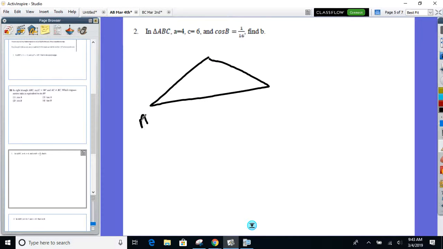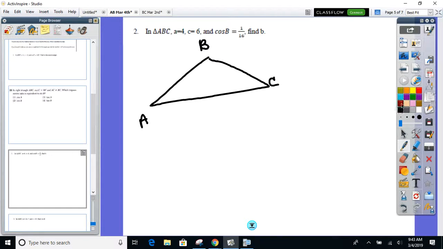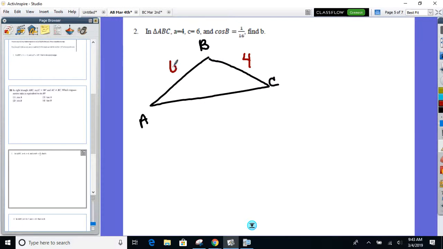This one I get a little fired up about, so just be prepared. A is 4, C is 6, cosine... Ooh, hey, I didn't give you the angle. I gave you the cosine of the angle. I'm not going to plug that in for B because the angle's not 1/16. That's the cosine. And we're trying to find side B.